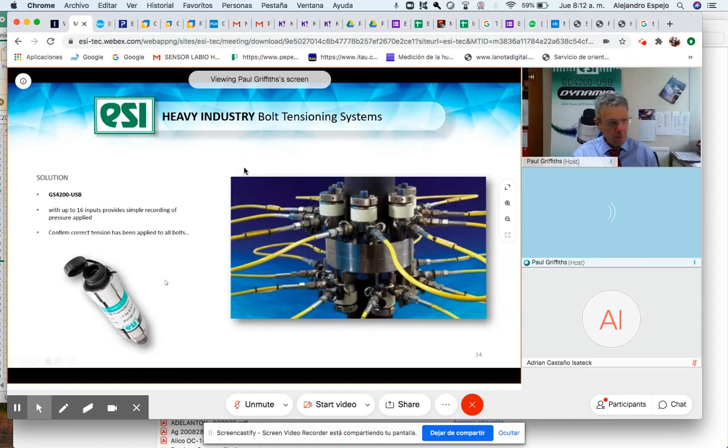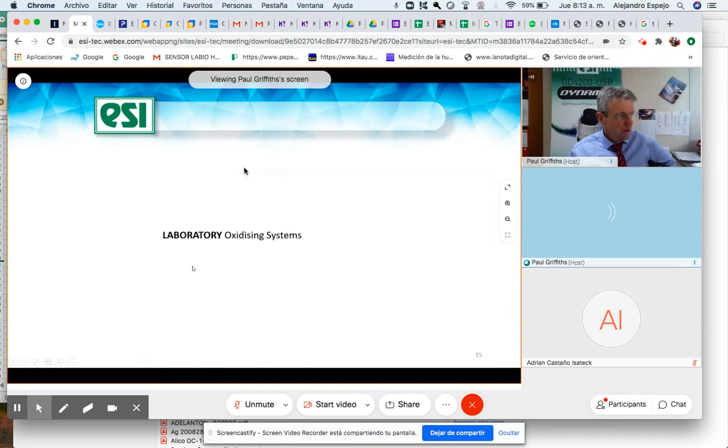But the USB is absolutely perfect for this type of application. Anything where you need to apply pressure, especially if you need to apply pressure, maybe 2 or 3, 4, up to 16 pressures at once, you can record all of those events simultaneously. Okay.